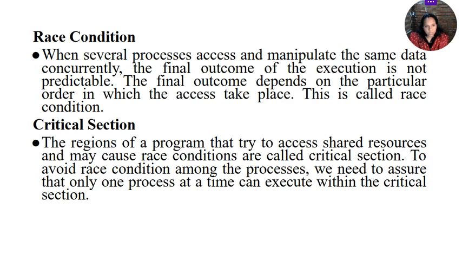The next one is the critical section. The region of a program that tries to access shared resources and that may cause race conditions is called the critical section. To avoid race conditions among the processes, we need to assure that only one process at a time can execute within the critical section. So the critical section is a set of instructions where the shared resources are used. That set of code should be accessed by only one process at a time, and the other processes have to wait. That region of the program we call the critical section.